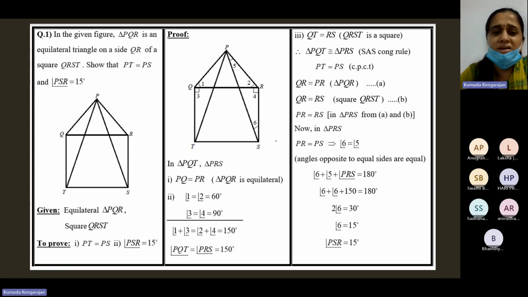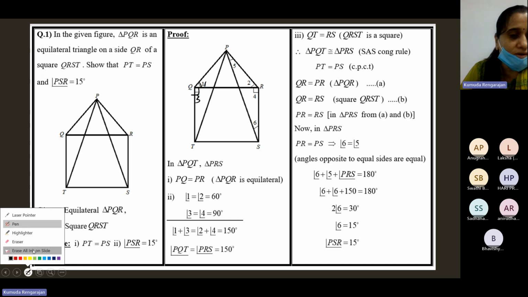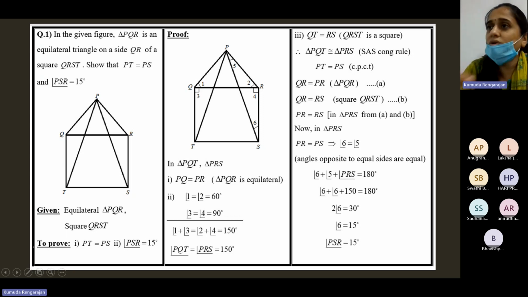That's what you see here. And for your convenience, see now, children, when you start this proof, you cannot immediately mark all the angles 1, 3. You cannot mark it like that. Please draw the figure in your notebook, your exam paper. Mark the angles as and when needed.